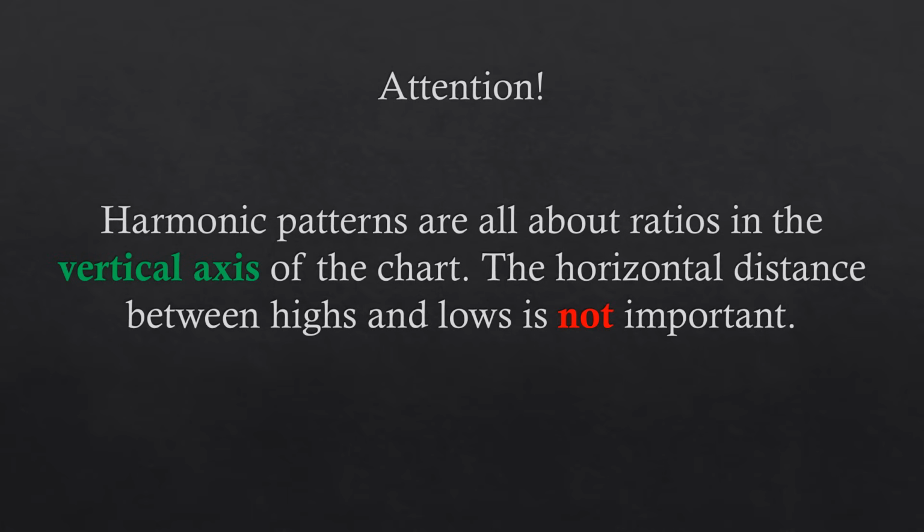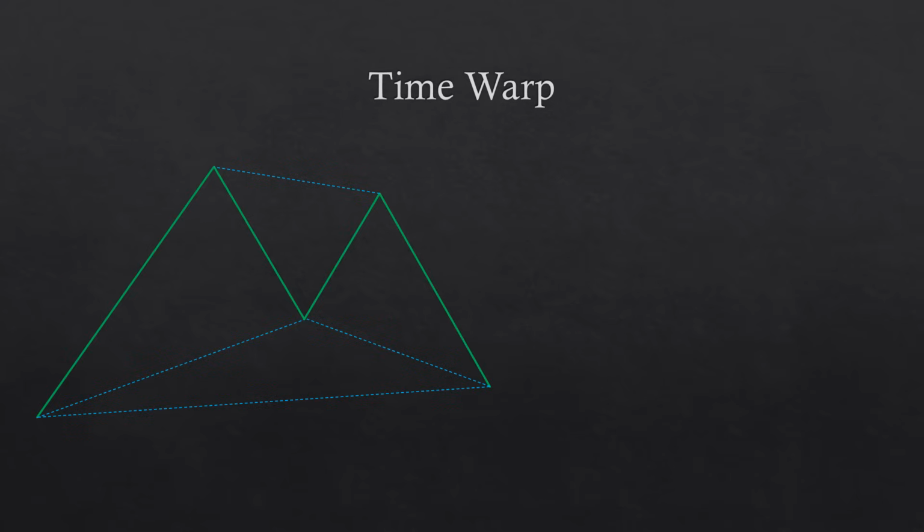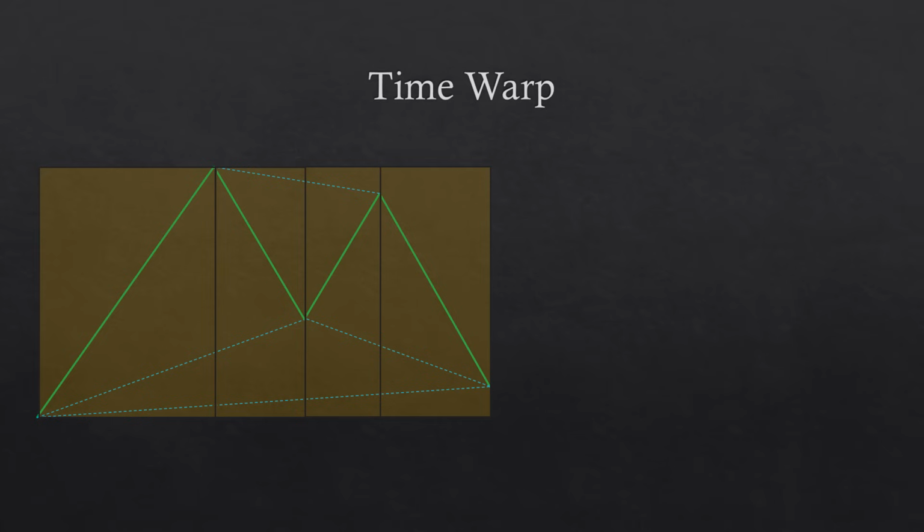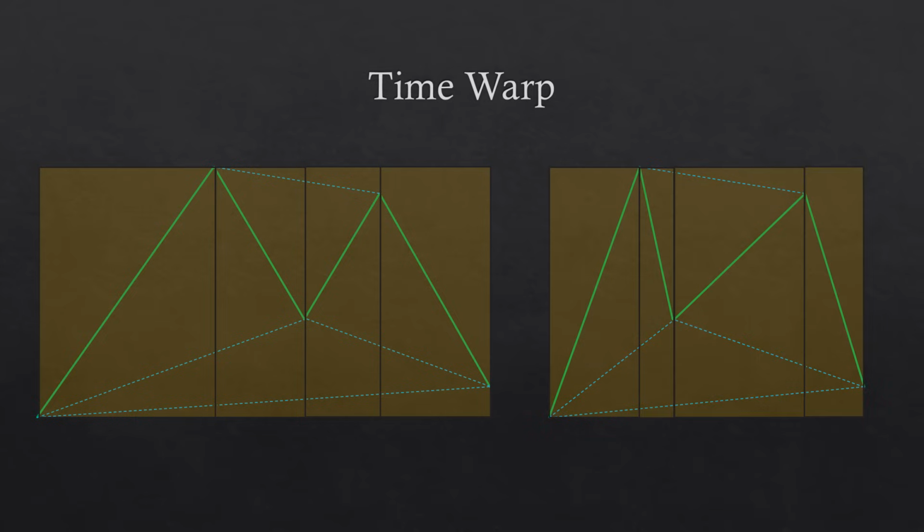In the textbook version, it's assumed that all price movements have roughly the same time duration, but in reality, that might not happen. Let me show you a hypothetical example of that. Here we have a bullish bat pattern. The light orange boxes show the time duration of each leg of the pattern. If we change the time duration of each leg, we can get something like this, for example. This is still a bullish bat because it respects the ratios established in the vertical axis. The time duration of each leg is not important.